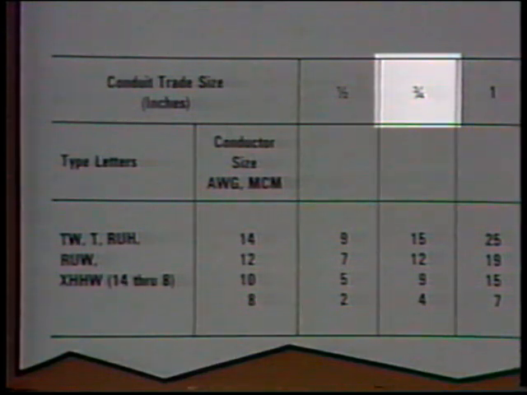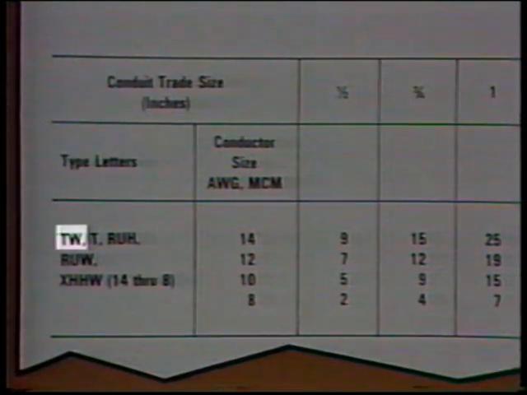Okay, we found 3/4 inch. Now we need to find type TW and size 12 AWG. How many are allowed? According to this, we're well within the limit. 12 is the maximum, and we only need to run 3 conductors. Well, Bill's checked out all the facts he needs to know. He knows the conductors are okay for the job, and he knows the conduit can carry 3 conductors. Now he can begin the installation.